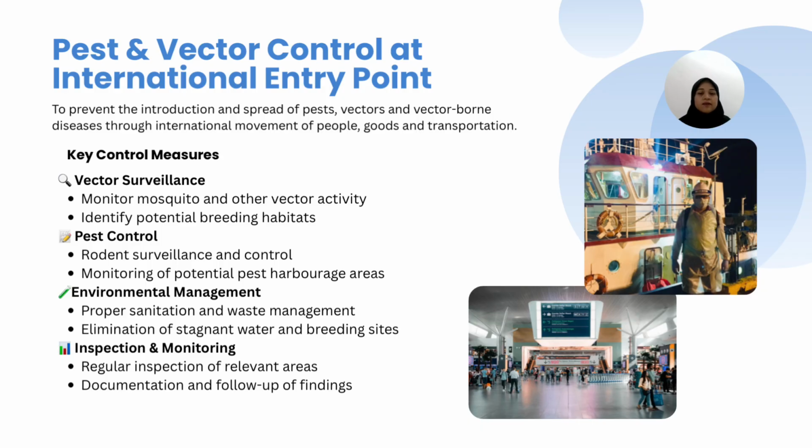The final area covered under pest and vector control is pest and vector control at international entry points. International entry points are important from a public health perspective because the movement of people, goods, and transportation may provide opportunity for pest and disease vectors to be introduced and spread between areas. Therefore, control activities may include vector surveillance, pest control, environmental management, and regular inspection of relevant areas.